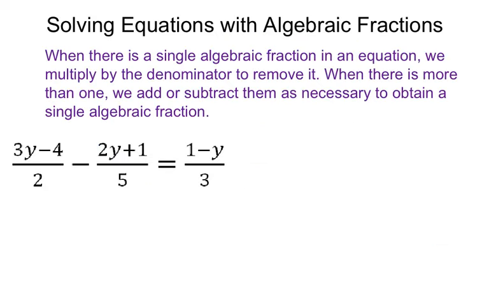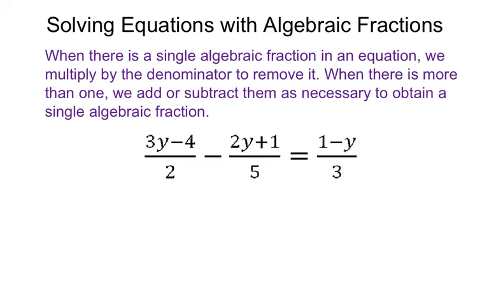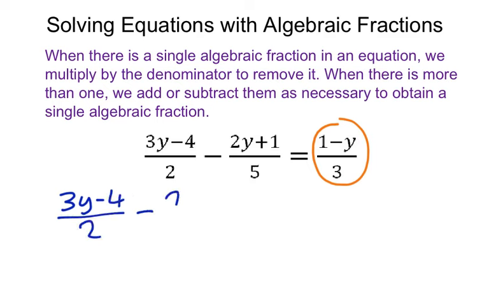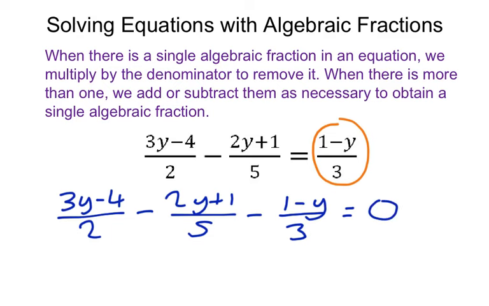Okay, on to the last example, which is again a little bit different, but in many ways the same. It has 3 fractions in it, that's the only difference, but we're going to deal with it in exactly the same way. And just like with the last one, where we had one fraction on the other side of the equal sign, we're going to subtract that fraction first. So we're going to get (3y - 4)/2 minus (2y + 1)/5 minus (1 - y)/3, and all of that is equal to 0.